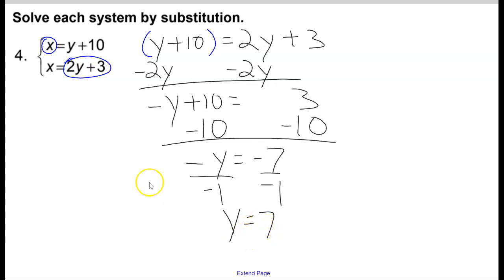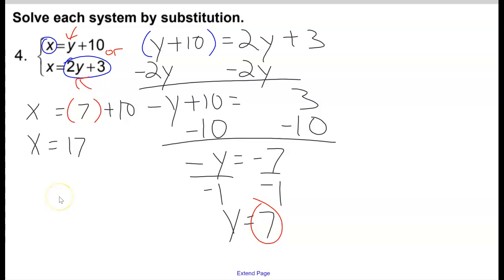Now, this time I'm plugging back in, but instead of plugging in x, I'm plugging in y. And I'm going to pick the first one here. So I've got 7 plus 10, which is 17. So our point on this one is 7, 17.